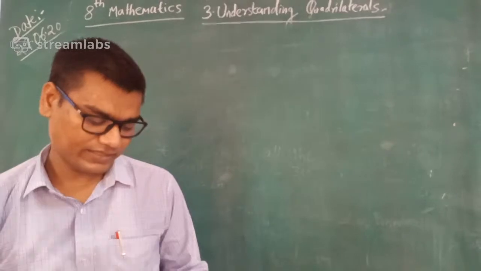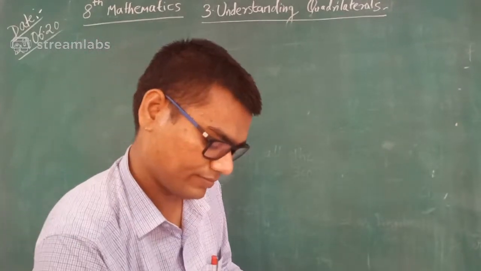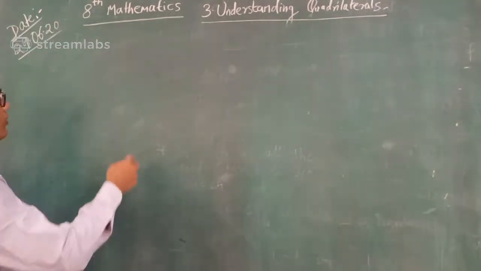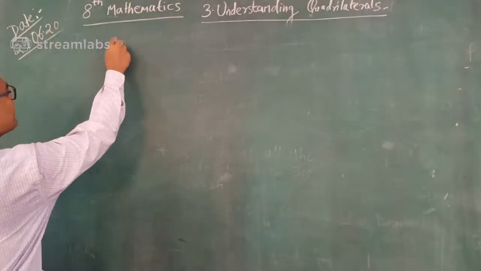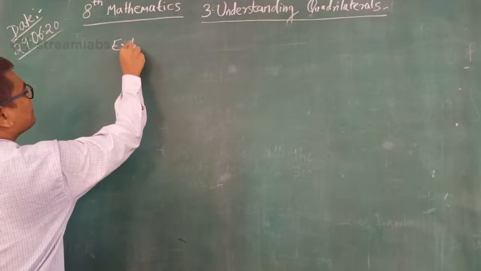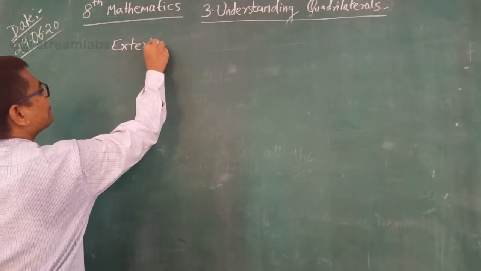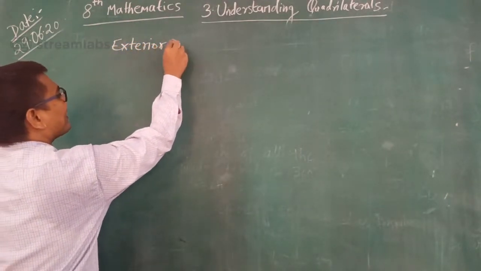Next is exterior angles of a polygon. Exterior angle property.